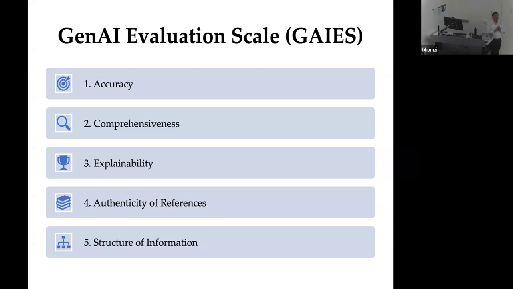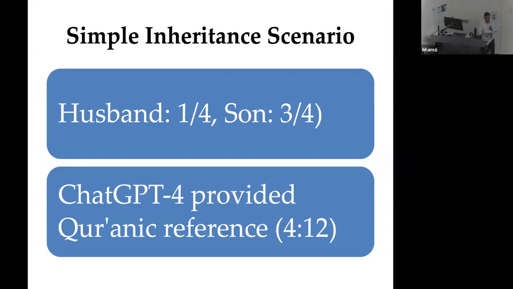And I specifically asked the generative AI models to give me the references. And then I checked to what extent the references were correct, and to what extent the information was also accurate. So accuracy, authenticity, comprehensiveness, and explainability were checked. Let me just give you the simplest model.